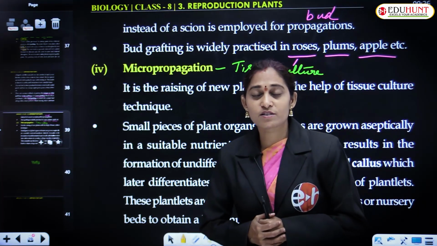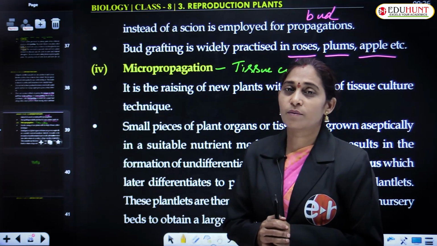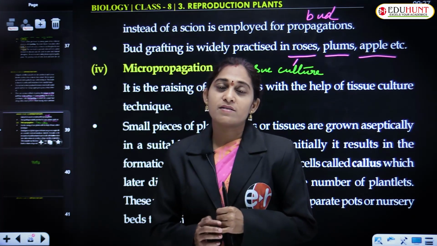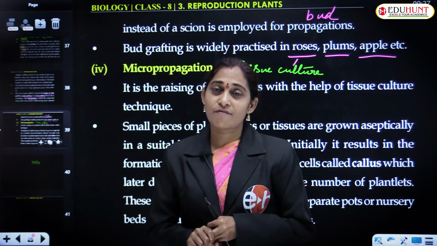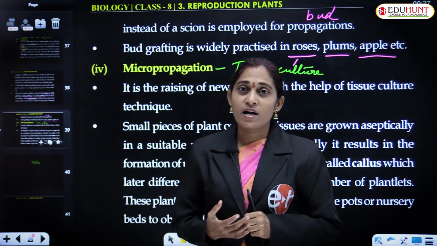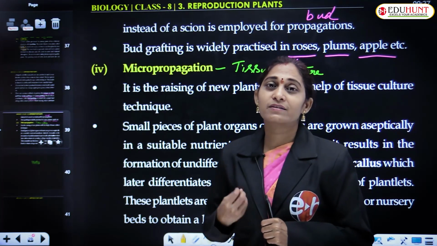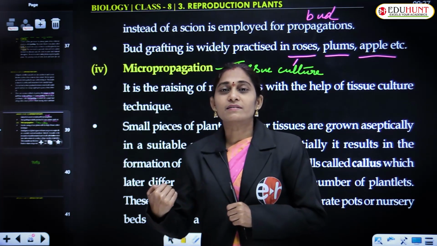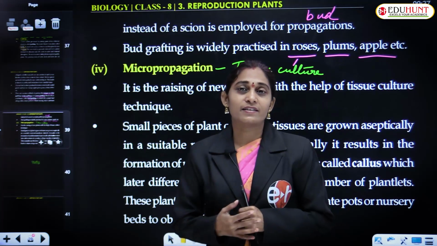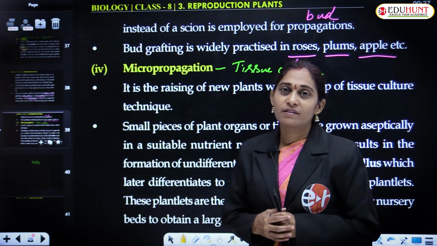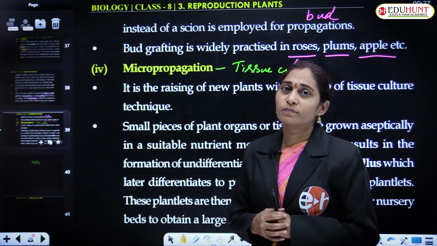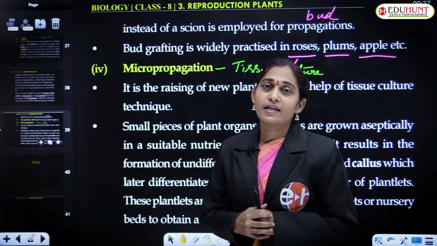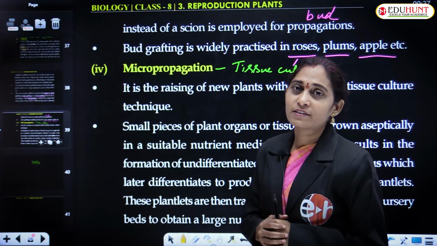So this is the end of the class, my dear children. I hope you all have understood about the various artificial methods of plant propagation. One is cutting, second is layering, third is grafting, and the fourth one is a very advanced technique that is performed only by scientists, not by a farmer. All the three techniques, layering, grafting and cutting, can be done by farmers and even nursery people. But micropropagation, which is what we have learnt recently, is done only by scientists.